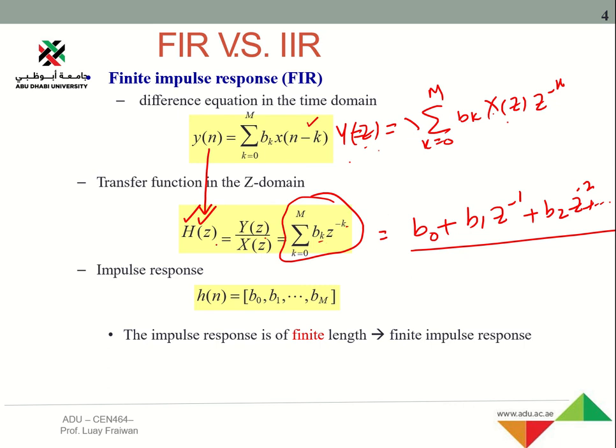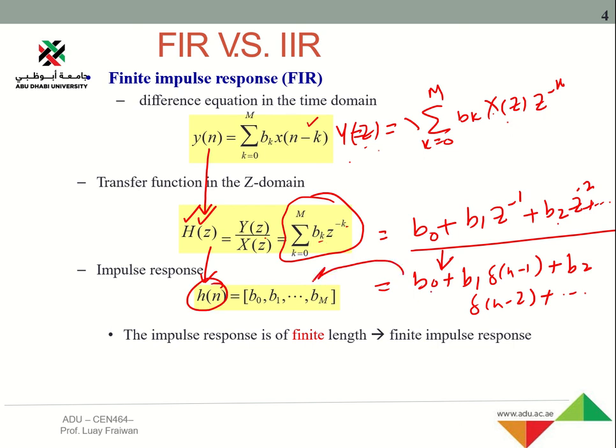Now if you take its inverse transform, it will be b0 delta(n), plus b1 delta(n minus 1), plus b2 delta(n minus 2), and so on. That will be the inverse Z transform of this, which is called the impulse response. So in sequence form, I can write it like this: the coefficient b0 at index 0, b1 at index 1, and so on.